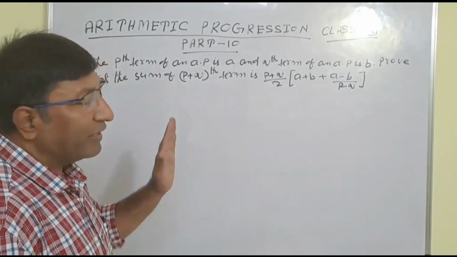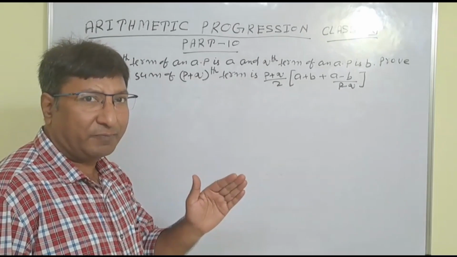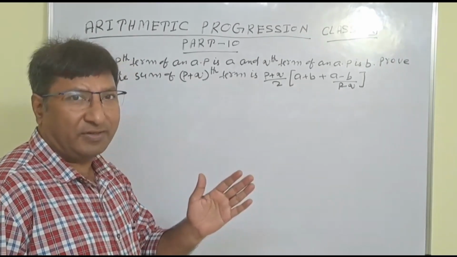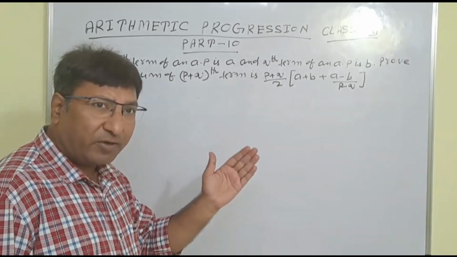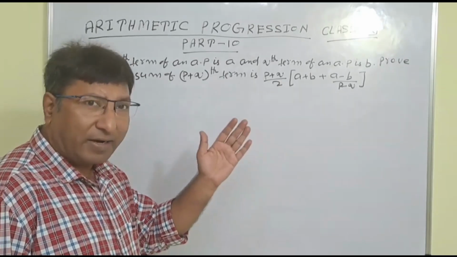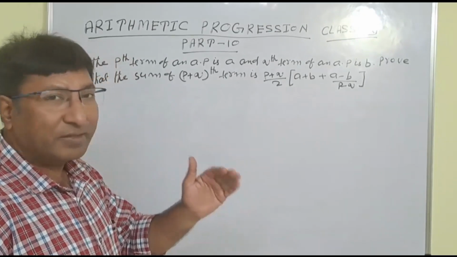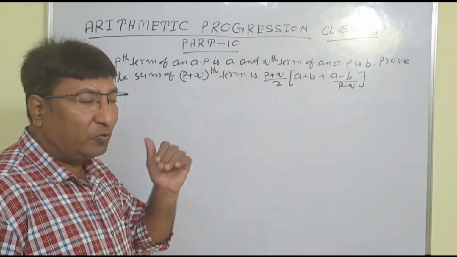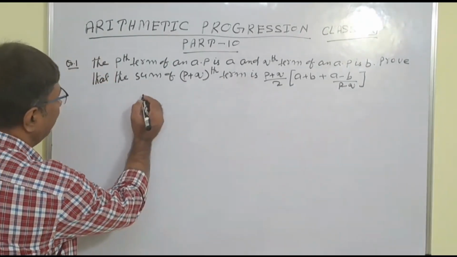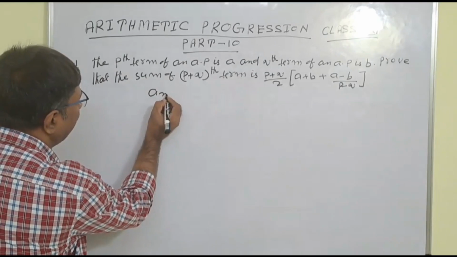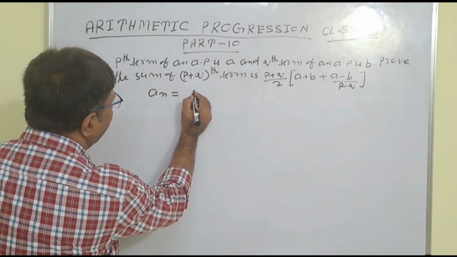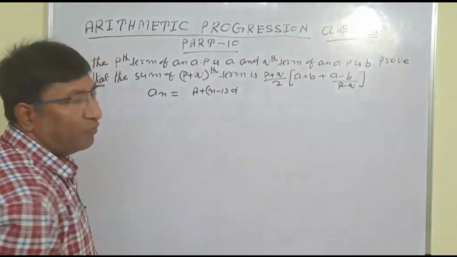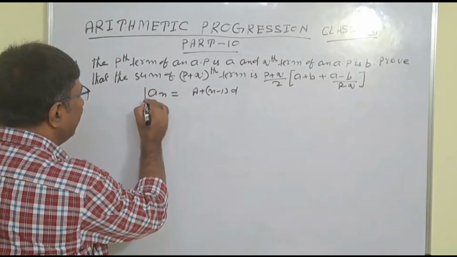So everyone knows what an AP is. Arithmetic progression: any series or progression where the common difference is the same. That is, second minus first, third minus second, fourth minus third, and so on, is the same. That is called arithmetic progression. So you know the nth term of any AP is a plus (n minus 1) into d. This is the formula for the nth term of any AP.